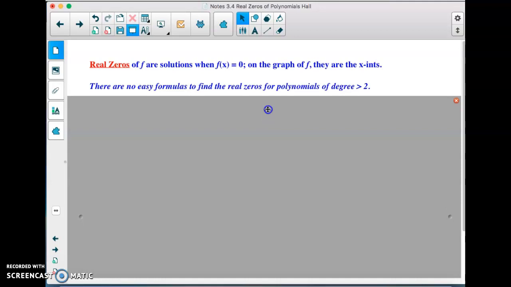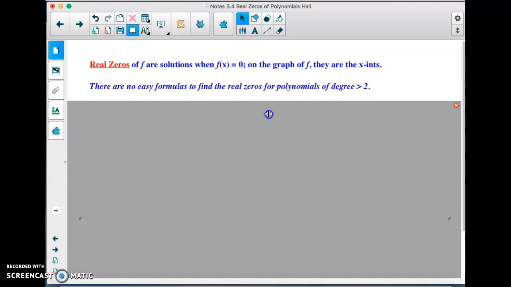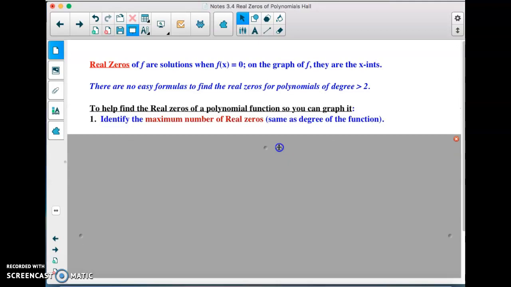There are no easy formulas to find the real zeros of a polynomial of degree greater than 2. Obviously, if the degree were 2, it would be quadratic, and you could use the quadratic formula. But if the degree is greater than 2, how can we find the zeros? Okay, let's go to number 1.